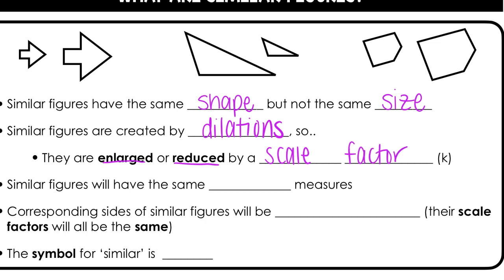And if you remember from when we learned about scale factors, we use the letter K when we're talking about scale factors. So similar figures, they're going to have the same angle measures. And again, that's something we already know because they're dilations. So if something has been dilated, they have the same angle measures. They obviously won't have the same side lengths, but they're going to have the same angle measures.